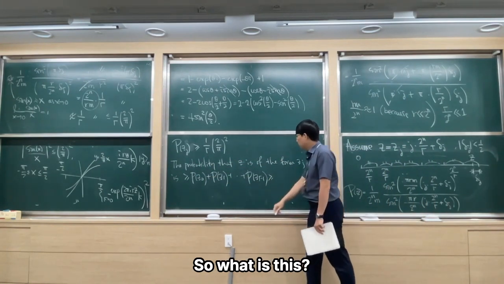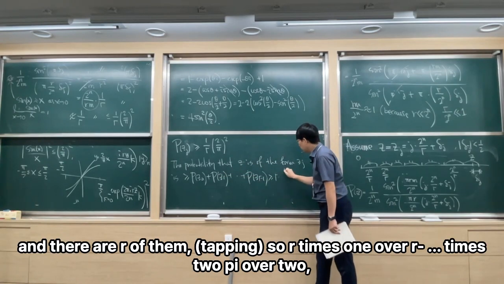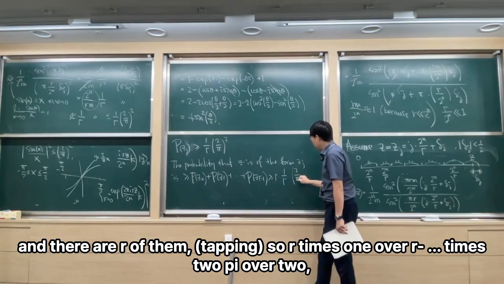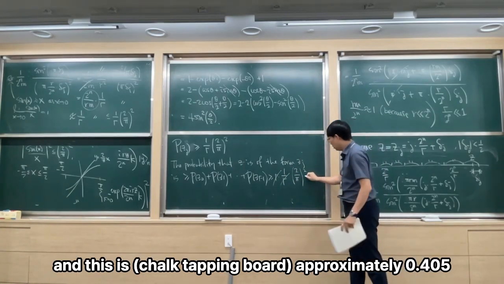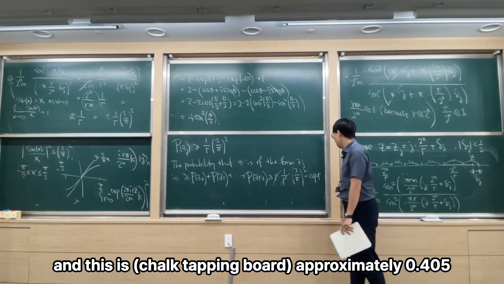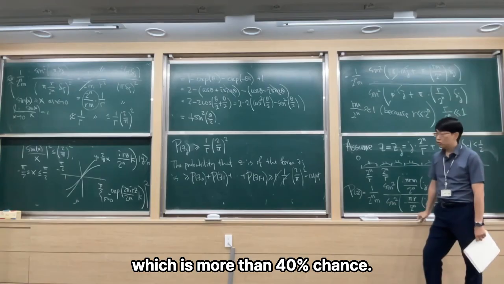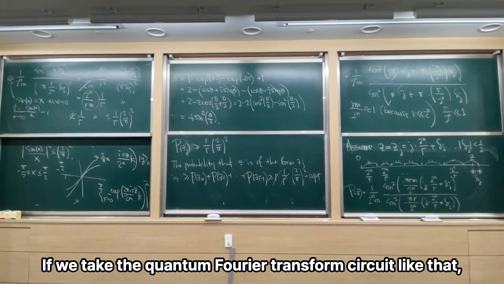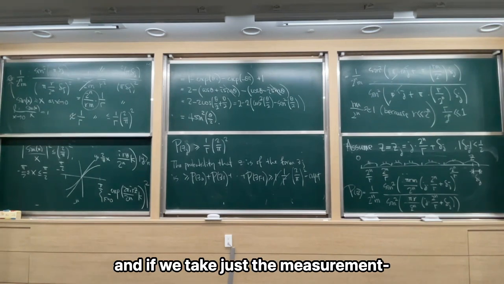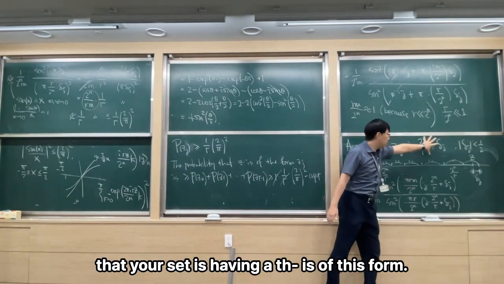So what is this? Each probability is bigger than this, and there are r of them. So r times 1 over r times 2 over pi squared, and r cancels out, and this is the smallest chance, and this is approximately 0.405, which is more than 40% chance. So what does that mean? So that's the final remark. If we take the quantum Fourier transform circuit like that, and if we take just the measurement, there are more than 40% chances that your z is of this form.